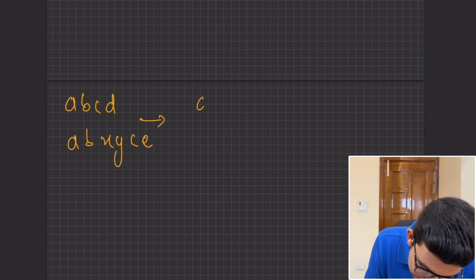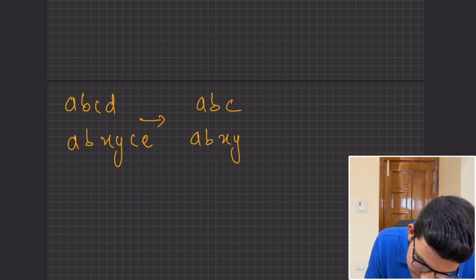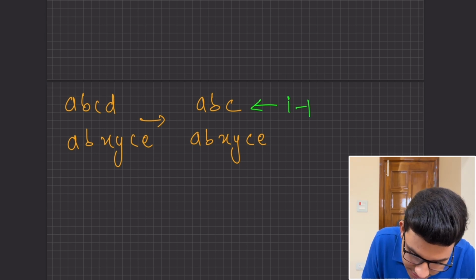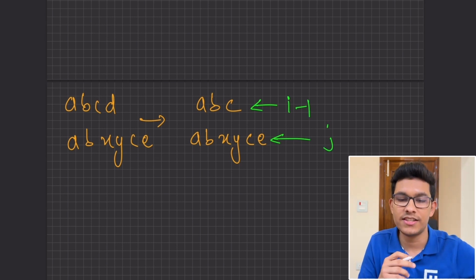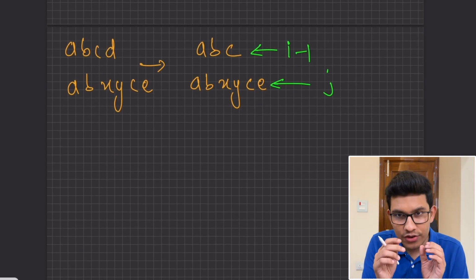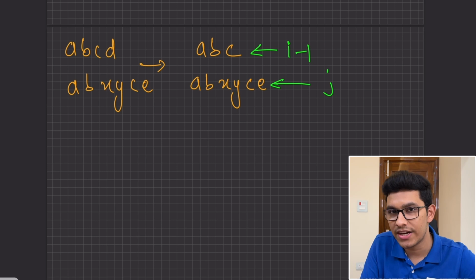This would result in A, B, C and A, B, X, Y, C, E. How many characters are remaining here? In this first string, i minus 1 characters are remaining, and in the second string, still j characters are remaining. Correct? This other thing that you could do is that instead of removing from the first string, you could remove from the second string. Correct?